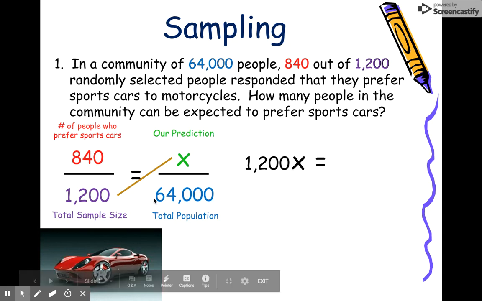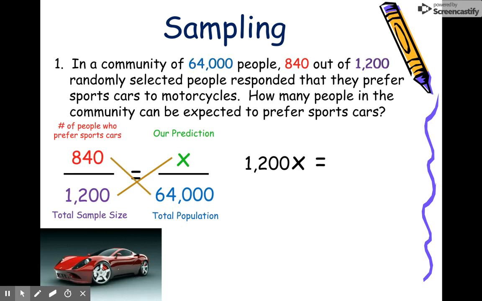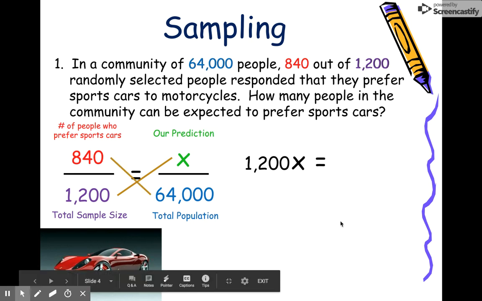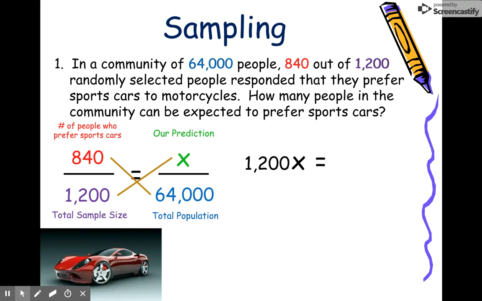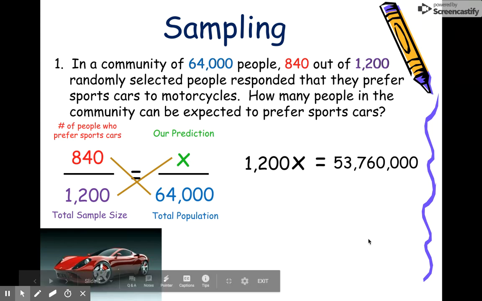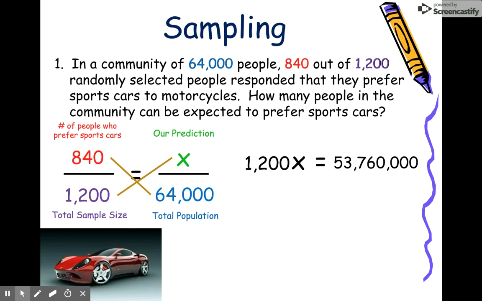And then the second thing we do is multiply 840 times 64,000. The reason it's called cross multiplication is because you're literally multiplying across, which makes this x. So when we do 840 times 64,000, we get this huge 53,760,000.